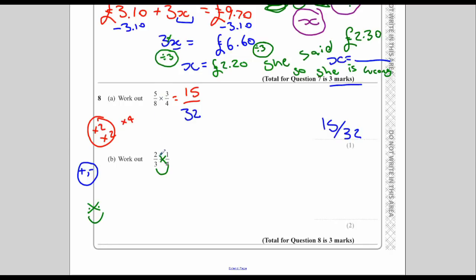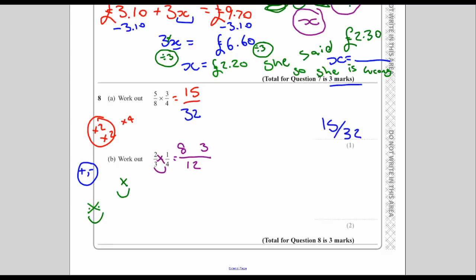So, along each line we're going to times, and our answer is going to go into a new fraction. You'll see. 2 times 4, that gives us 8. 3 times 1, that gives us 3. 3 times 4, that gives us 12. And now let's remember what the sum is we're doing. It's a minus. It's a take away.